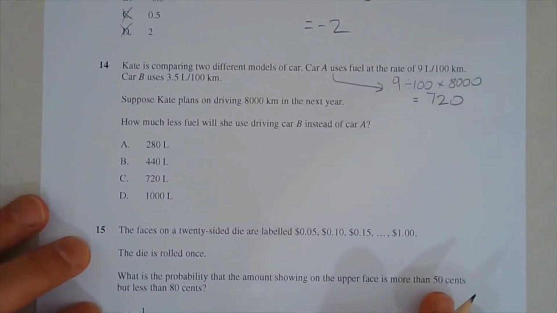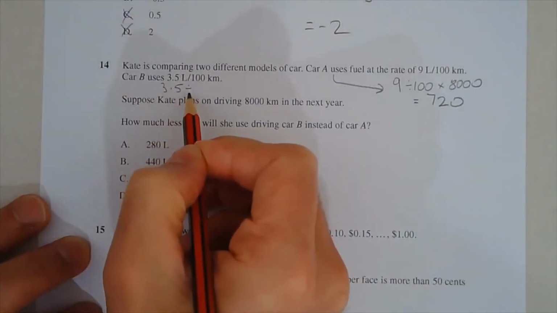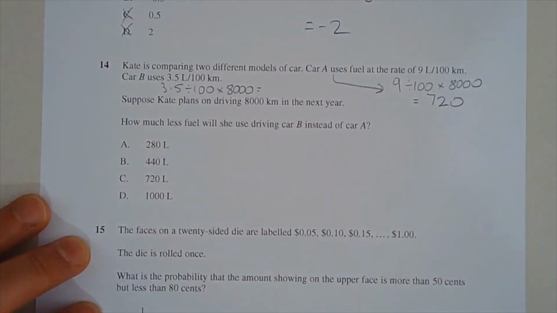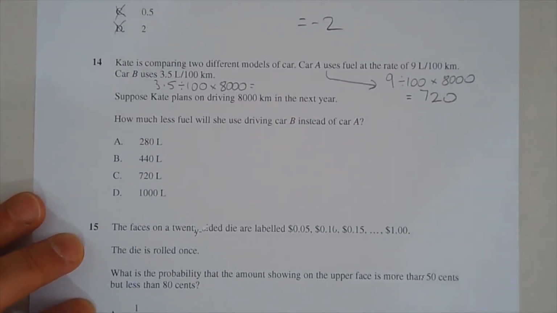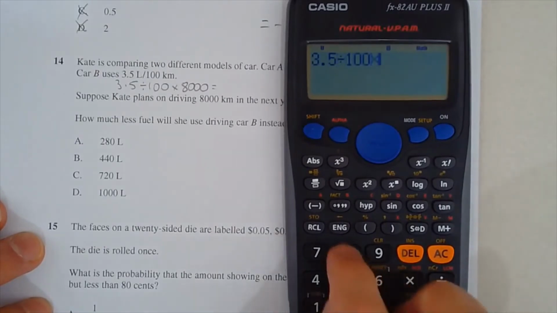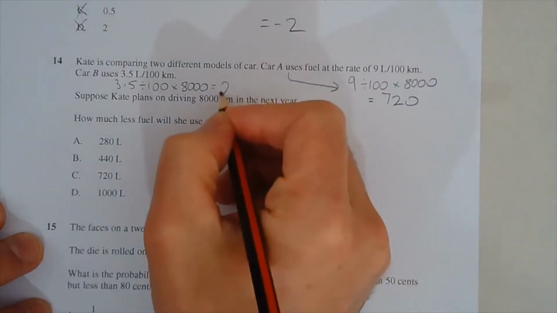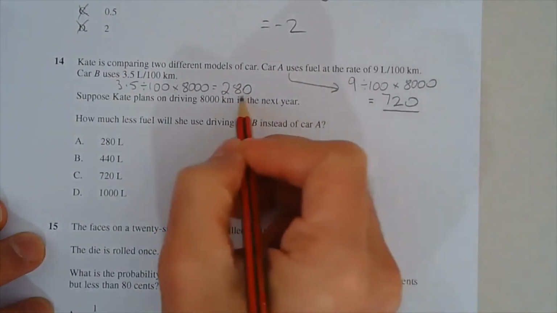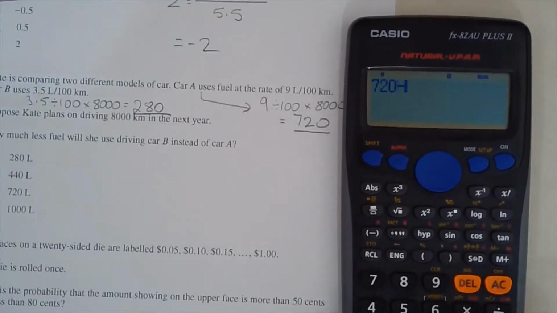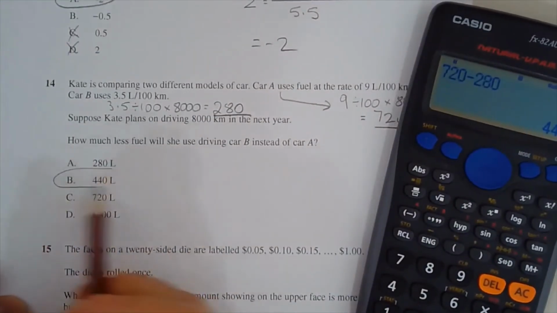What about car B? We're going to do the same thing. So 3.5 divided by 100 multiplied by 8,000. We'd expect a significant difference here actually. And we get 280 litres of fuel. So the answer is the difference between those two numbers. 720 minus 280, we get 440 litres, option B.